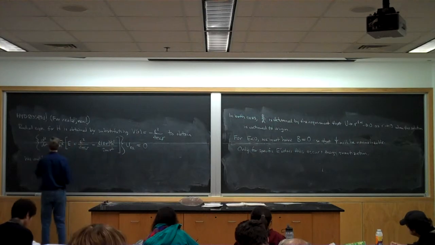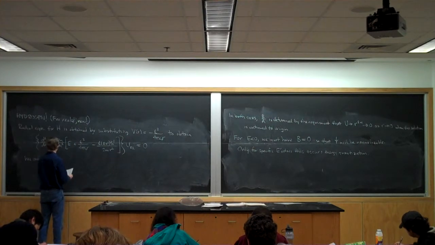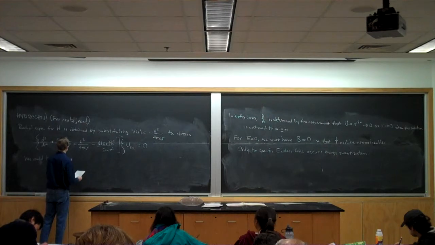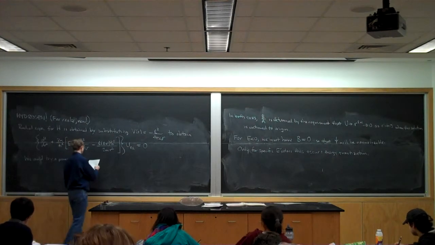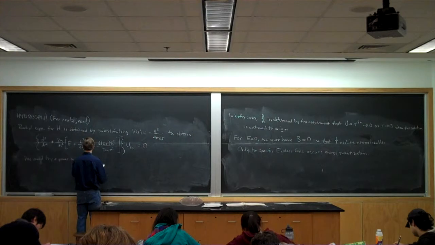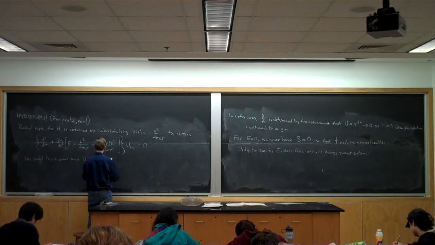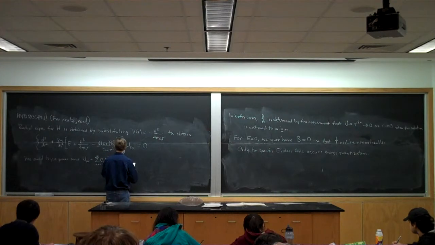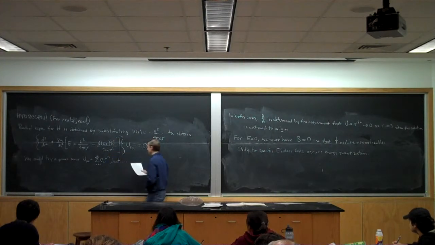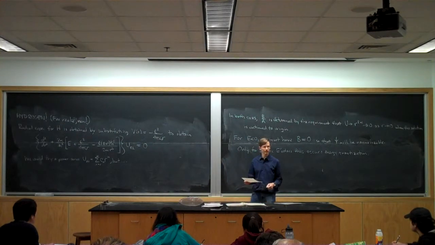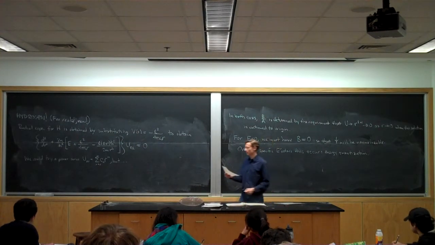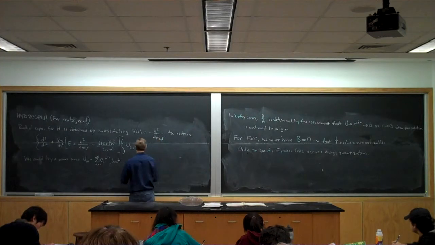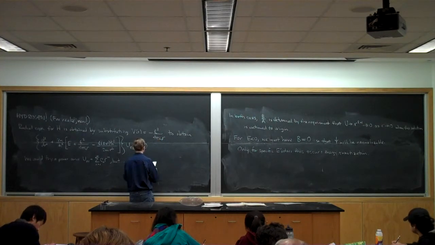We could try a power series of the form u_l equals the sum from n equals 0 to infinity of c_n r to the nth power, but that turns out not to be quite what we want to do. It would work, but it would be more painful than what we're going to do. But we're going to use what we already know.